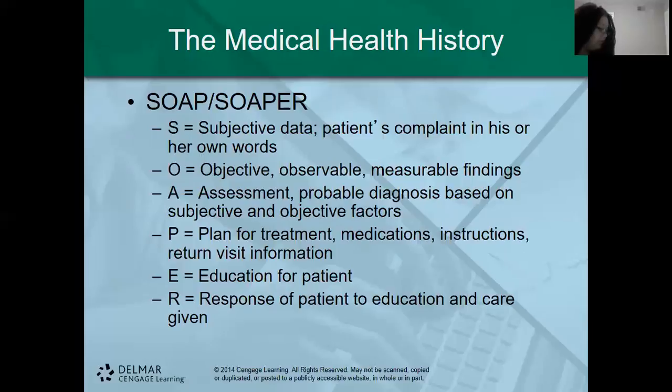Okay, so next is how do we chart? So we chart in a couple of ways. One is called SOAP and SOAP-er. So when you think of SOAP, don't think of it as a bar soap. Think of it as subjective, objective, assessment and plan. Subjective is, of course, subjective data, the patient complaint in his or her own words. That's why I like to put patient states in quotation marks, what their problem is. O is objective. What do you observe in the measurable findings? Measurable being their vital signs.